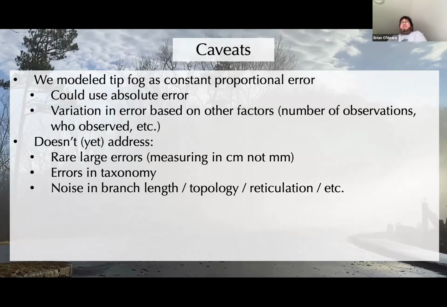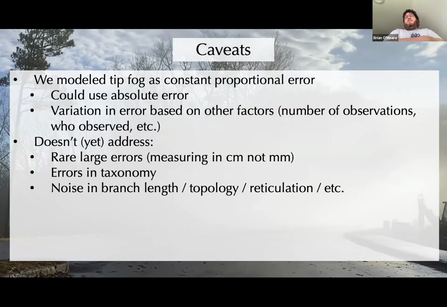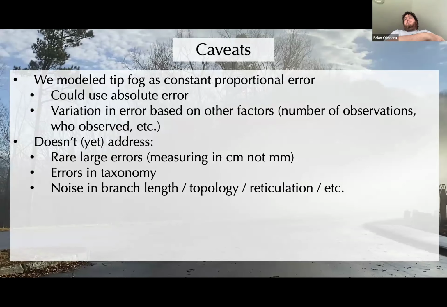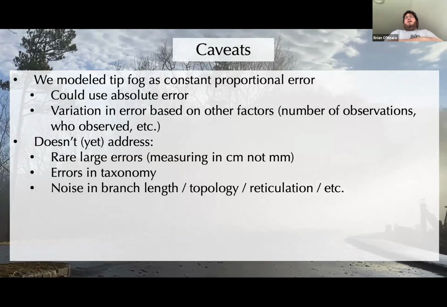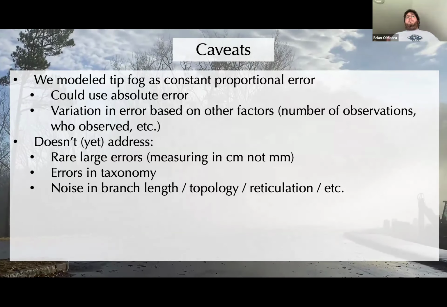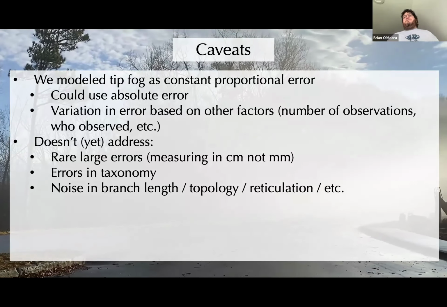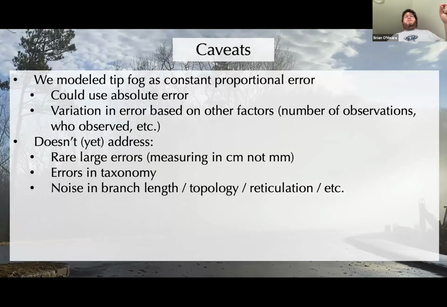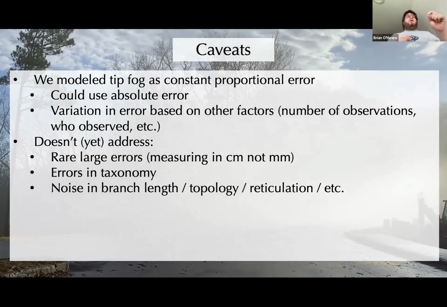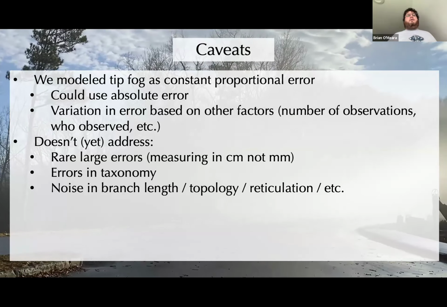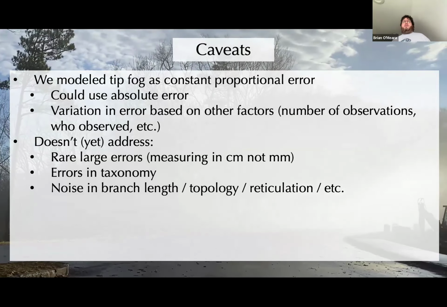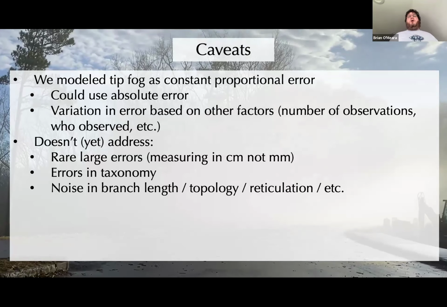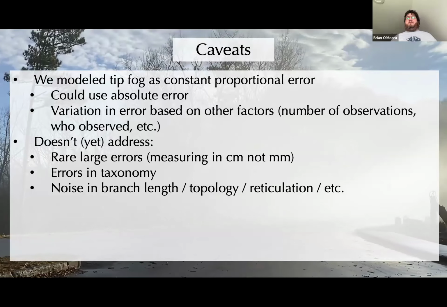Tip fog doesn't yet address very large errors, so someone measured in centimeters, not millimeters, or someone flipped a sign in the latitude. Those are big errors, and that's not part of our model yet. Errors in taxonomy, where I have one species on the tree and I measure a different species, cause an error that's not really incorporated in tip fog. We're also not incorporating things like noise in branch length or topology, or presence or absence of reticulation, or things like that.